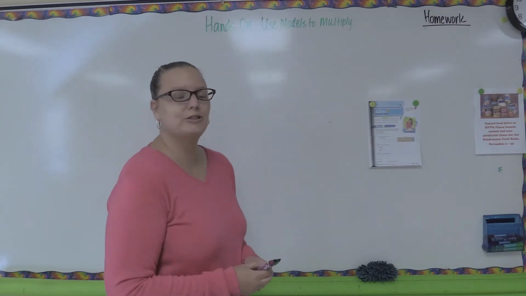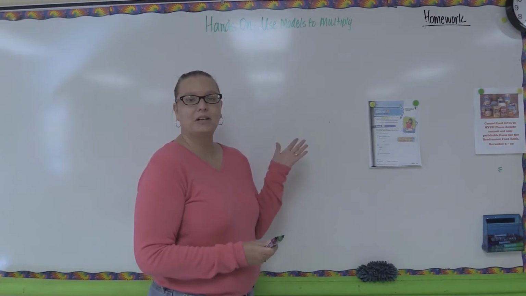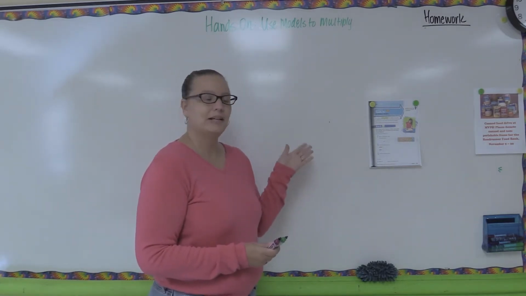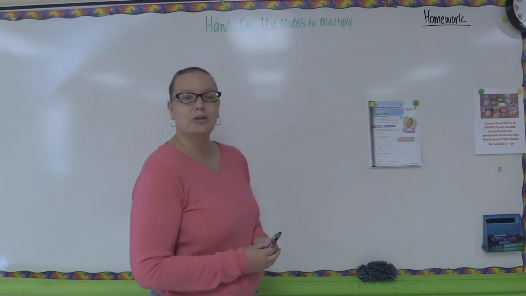Right, so here's a second strategy for multiplying two numbers together. The last one we did was all about using base 10 blocks to help us. This time we're going to be using some different models. We're going to be learning about something today called partial products.